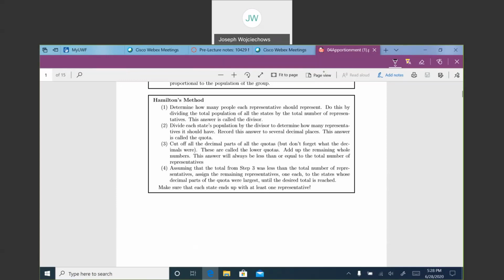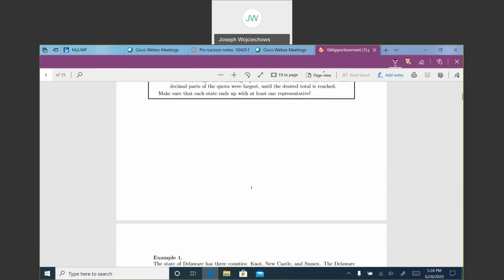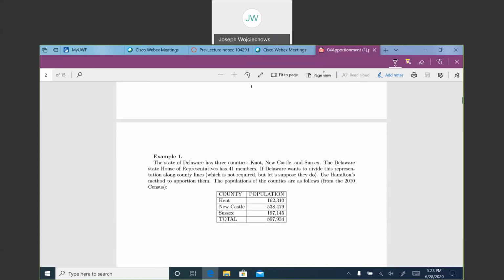So that's where places like Alaska and Montana, even though their populations may be low, still get one representative in the House. So, Delaware. We're going to look at the state level. Delaware has 3 counties, New Castle, Kent and Sussex. The Delaware State House of Representatives has 41 members. So we're talking about the state house. If Delaware wants to divide these representatives along county lines, which is not required, but suppose they do, we'll use Hamilton's method to apportion them.